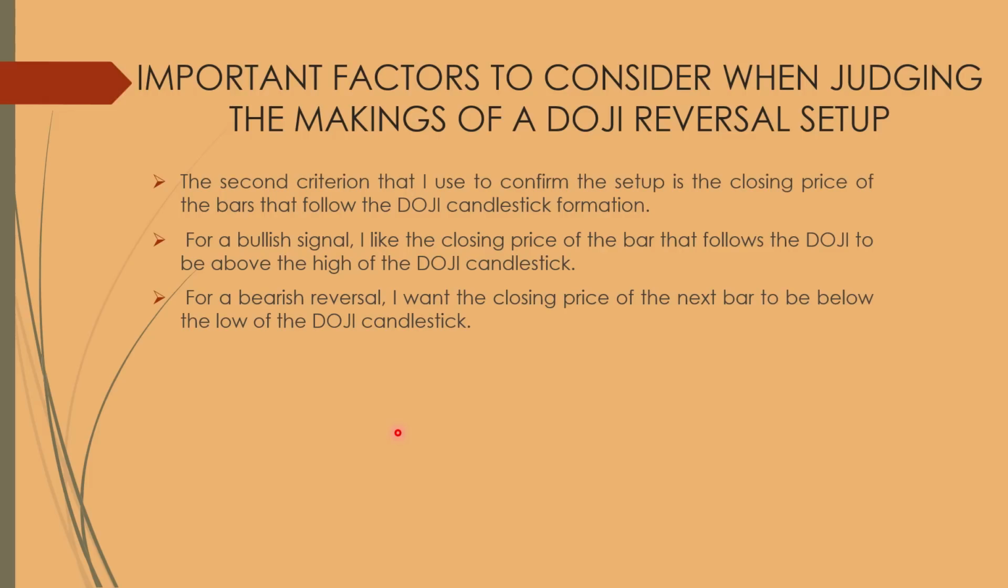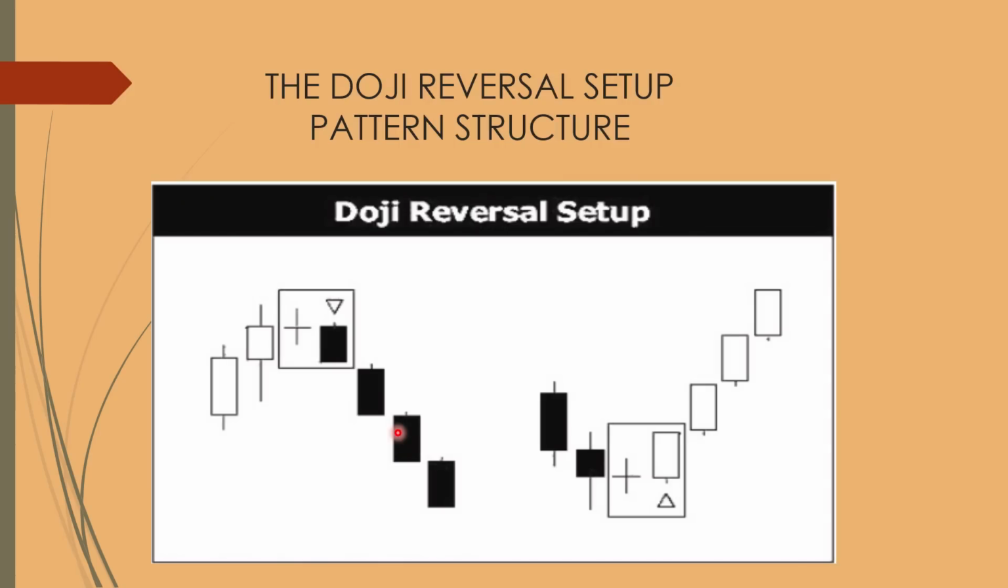Important factors to consider when judging the makings of a doji reversal setup. The second criterion that I use to confirm the setup is the closing price of the bar that follows the doji candlestick formation. For a bullish signal, I like the closing price of the bar that follows the doji to be above the high of the doji candlestick. For a bearish reversal, I want the closing price of the next bar to be below the low of the doji candlestick.